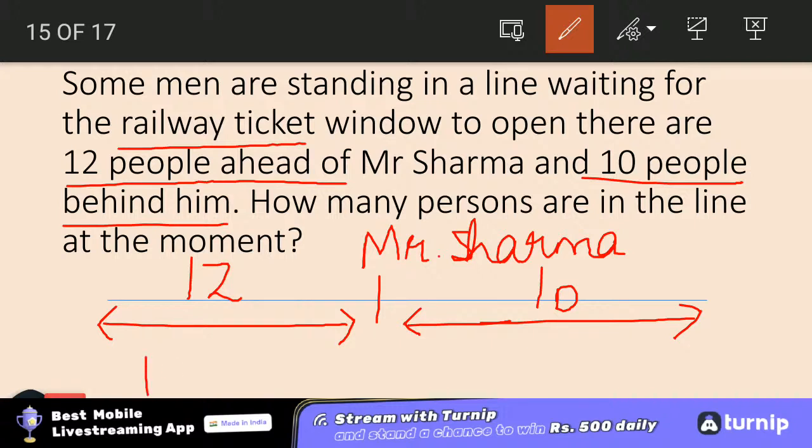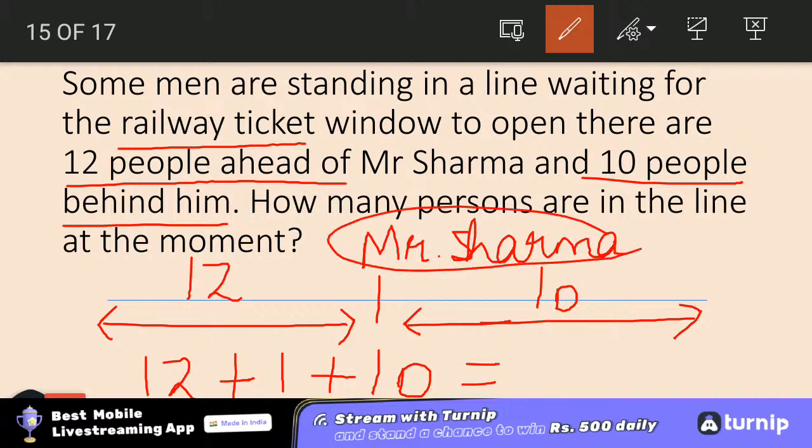Look, 12 are ahead of Mr. Sharma, one is Mr. Sharma himself. Very good Akshat. And 10 people are behind him. So how many people are there in that line? 12 people before, 1 person Mr. Sharma himself and 10 people after him. So if we add all that, we will get 23. So how many persons are there in the line at that moment? There are 23 people in the line at that moment.